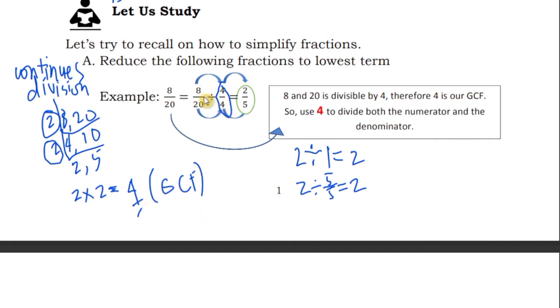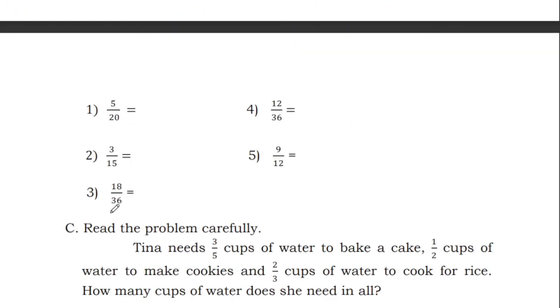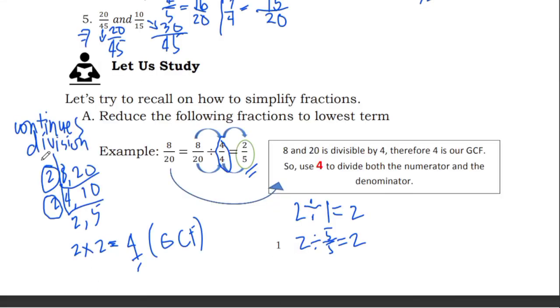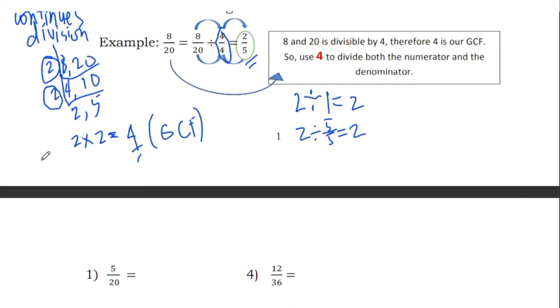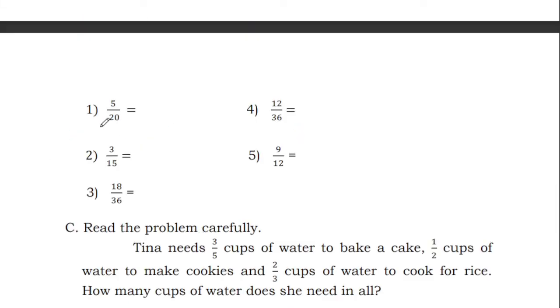Now, 8 divided by 4 in the numerator is 2 as the quotient, and in the denominator 20 divided by 4 is 5. So the lowest term of 8 over 20 is 2 over 5. Okay, how about here, another set of given? I want you to try everything about 1, 2, 3, 4, 5 here. Let's explain this further.